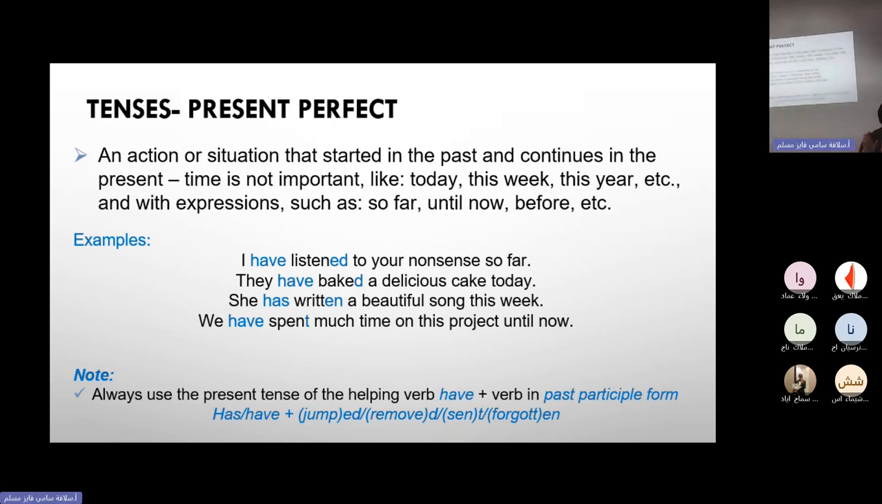Okay, ما تلاقوا الجملة طبعا. All right. Note, always use the present tense of the helping verb have. هذا شو كان؟ be. هذا have. زائد الverb in past participle. Had or have. زائد. مثلا jump, jumped, remove, removed.